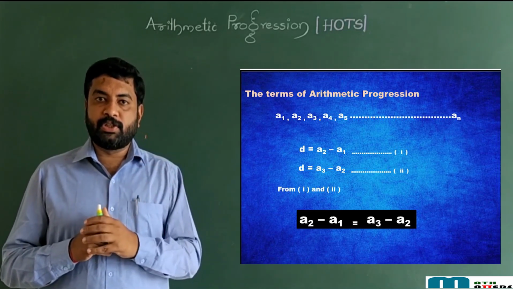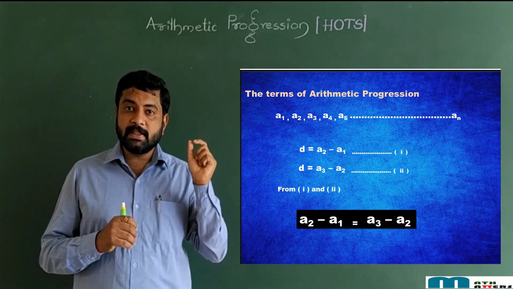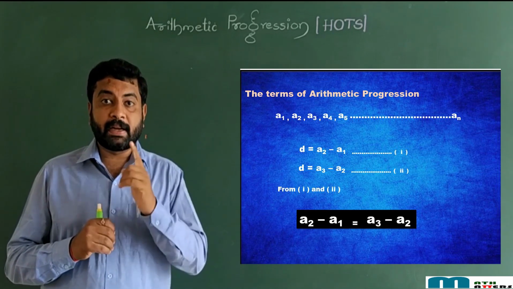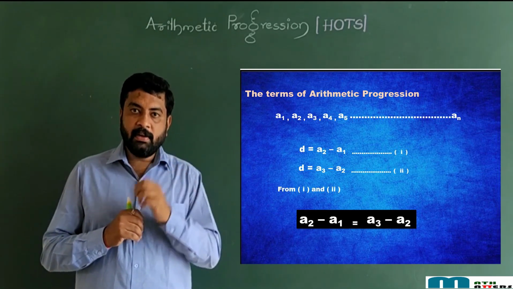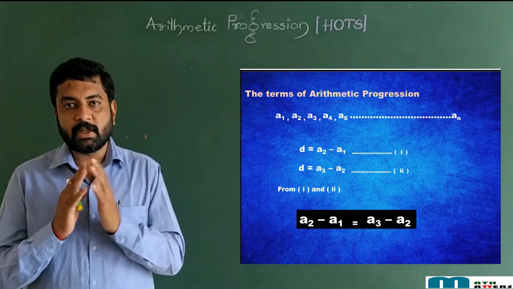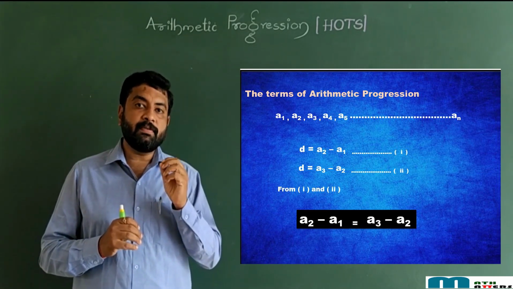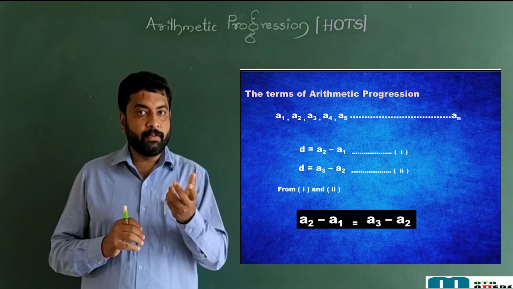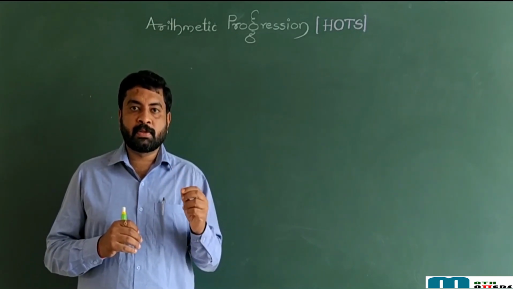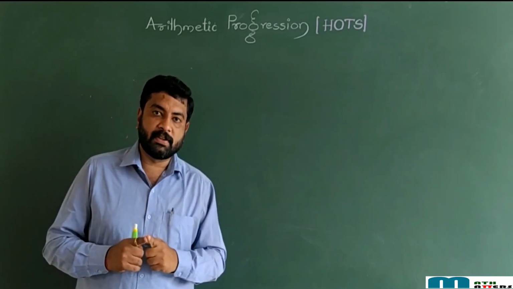If you observe these two, in the LHS part, the common difference d is the same. Therefore, the RHS must be equal. That is, A2 minus A1 is equal to A3 minus A2. On this concept, we can solve these three problems. Very, very important from the examination point of view. So, let us start one by one, the problems to find the value of the unknown in the given sequence.